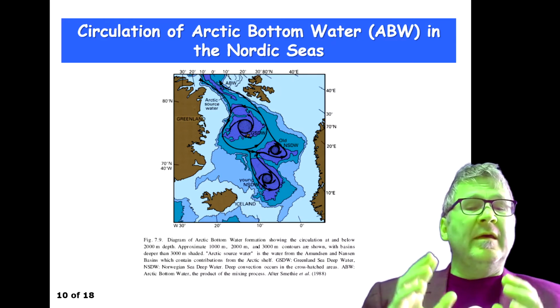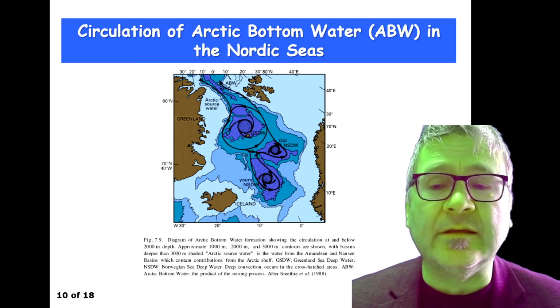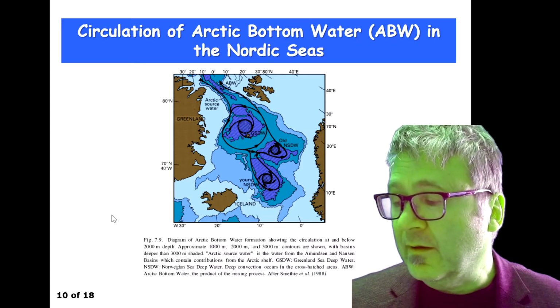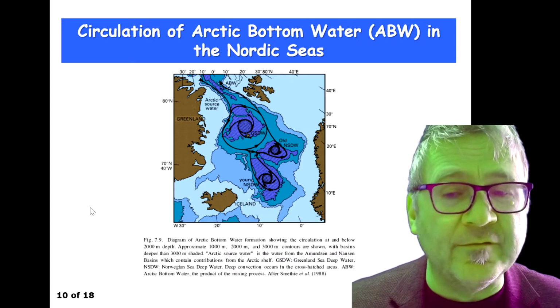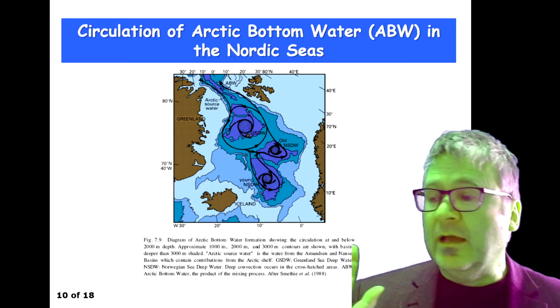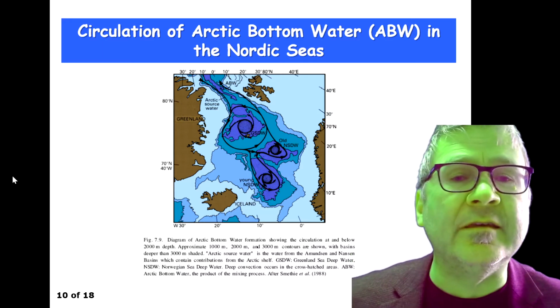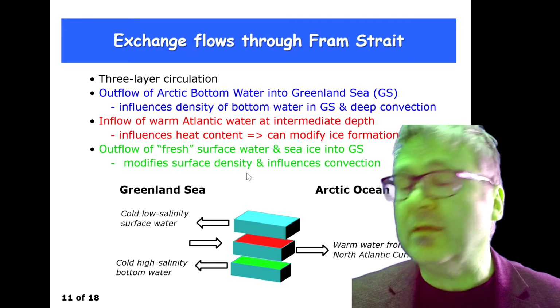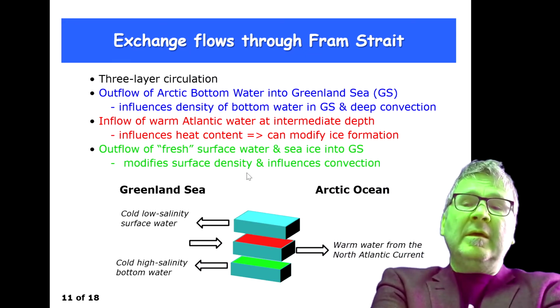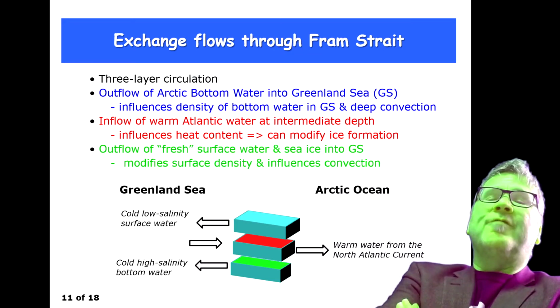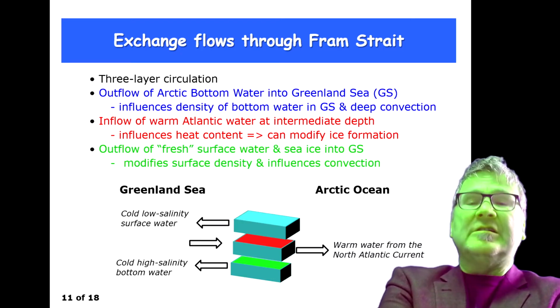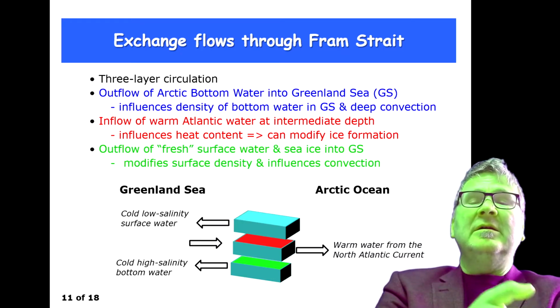So let's just summarize what happens in Fram Strait. What type of exchange do you actually get in Fram Strait? Okay, going back to the definition of Mediterranean seas, and what type of Mediterranean Sea is the Arctic, and this is done here. The exchange flow through Fram Strait actually has 3 layers. 3-layer circulation.